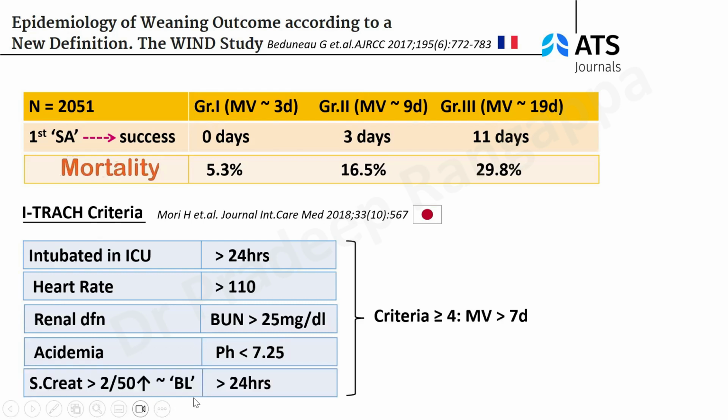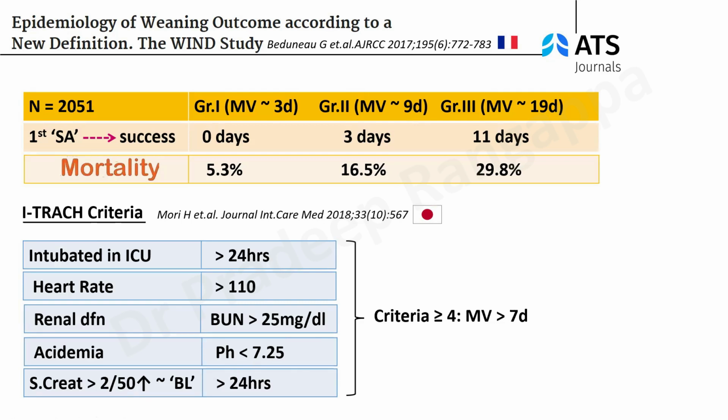And they looked at the rise in creatinine. This is also extremely important for all the trainees. If you are struggling to wean a patient and there is worsening acute kidney injury, or worsening pH, these are important indicators that you may have failure to wean. And with this ITRAC criteria, if the score is more than or equal to 4, then it is very likely that the patient would need a ventilator for more than 7 days, and this becomes a difficult weaning. Here, three of the criteria are related to the kidney: renal dysfunction, acidemia, and creatinine more than 2 or a 50% increase from baseline.